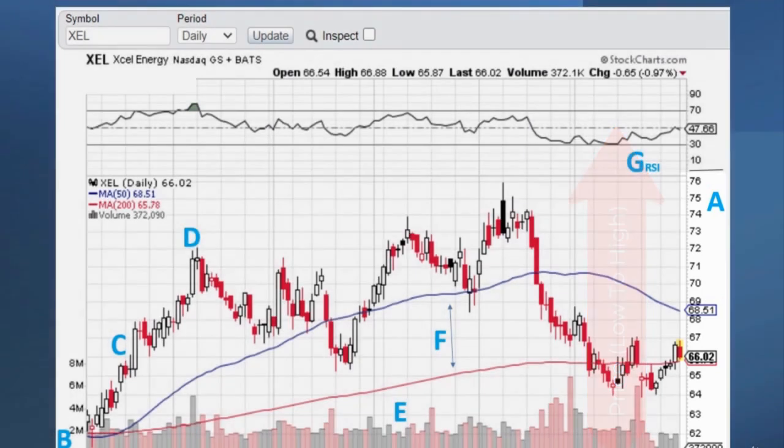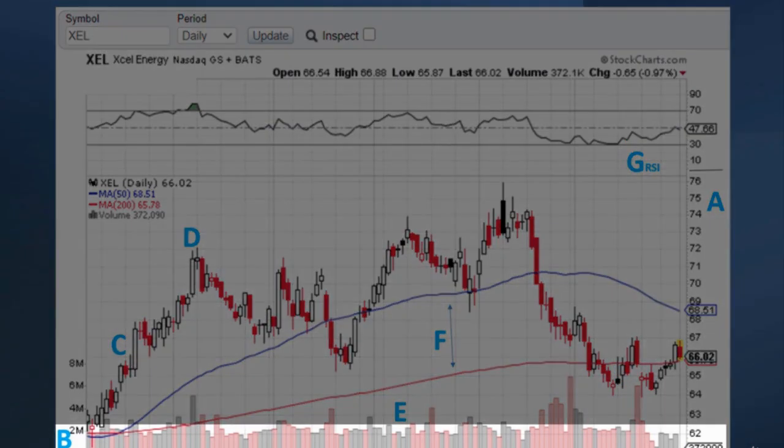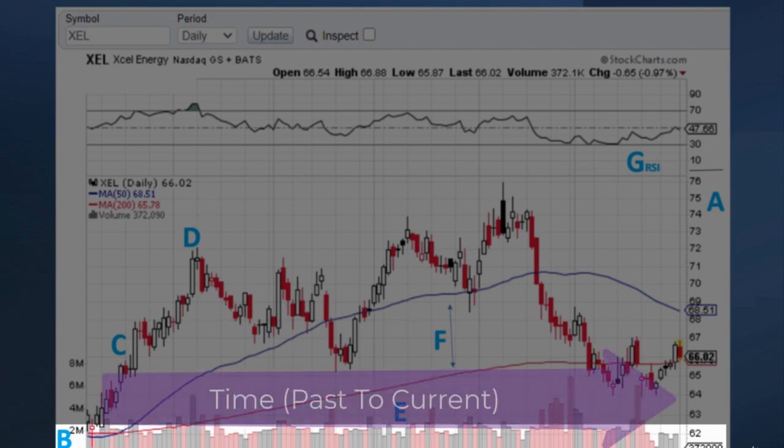So that's the right-hand side, or the vertical axis, would be the price. On the bottom, on the horizontal, and you can see the letter B there to the left, would be the time frame. And time would go from left to right. So farther back in time would be to the left, and more near time would be to the right.